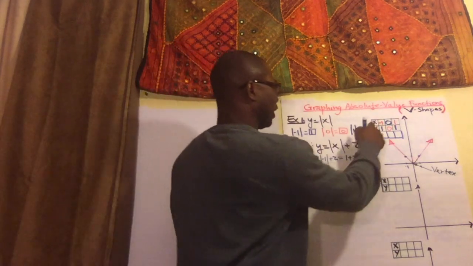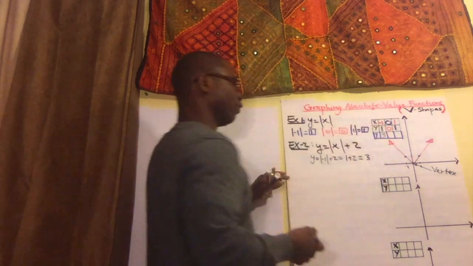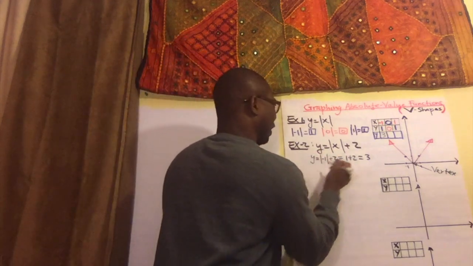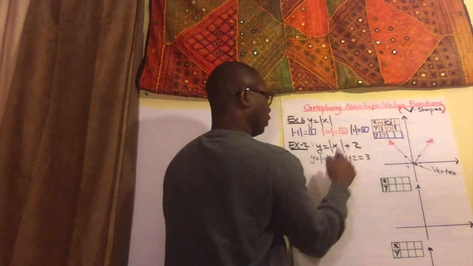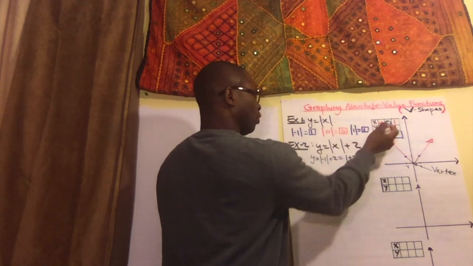Okay, so when x is negative 1, y is 3. Let's find the next one. Let's plug in 0. I'm going to plug 0 back here. I just plugged in negative 1, now I'm going to plug in 0.